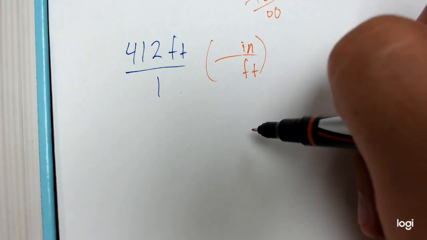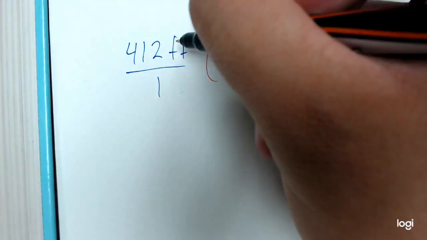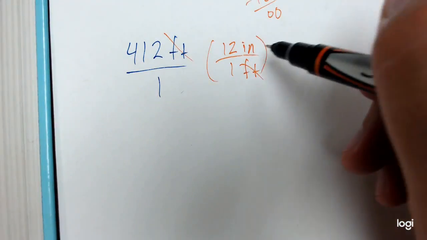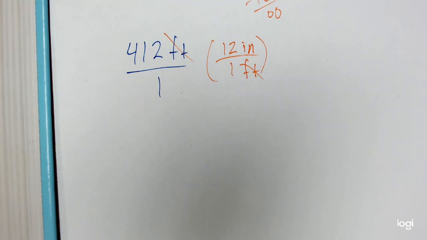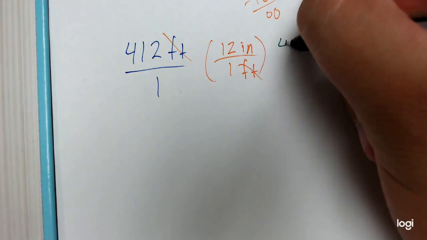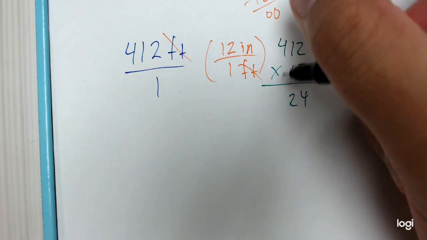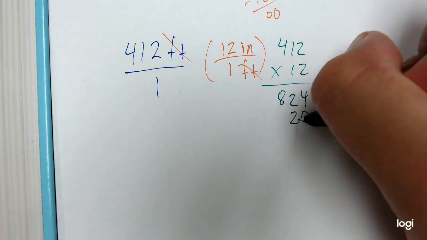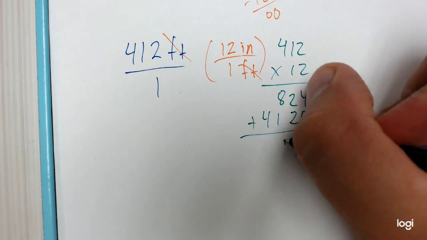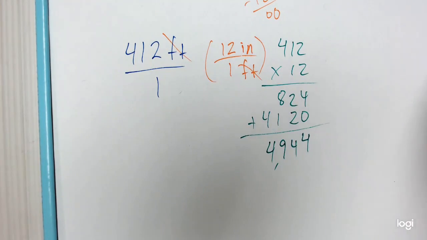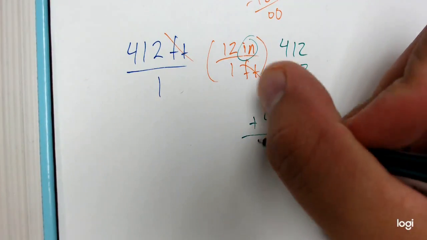How many inches are in a foot? I should have memorized 12 inches are in 1 foot. From here, I will cross cancel the word feet. Then I know to get my final answer, I just multiply 412 by 12. So let's go ahead and multiply. 412 times 12. I get 428, placeholder 0, 2, 1, 4. Add: 4, 4, 9, 4. 4,944 inches. And that is my final answer.